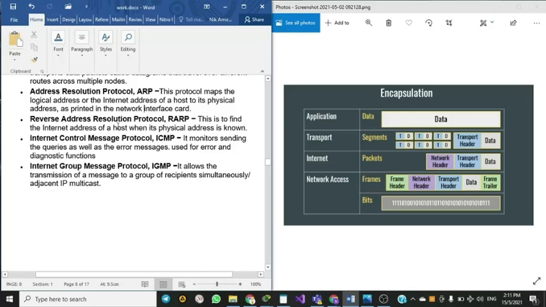Reverse Address Resolution Protocol (RARP) is for finding the internet address. Its job is to find the internet address of a host whose physical address is known.